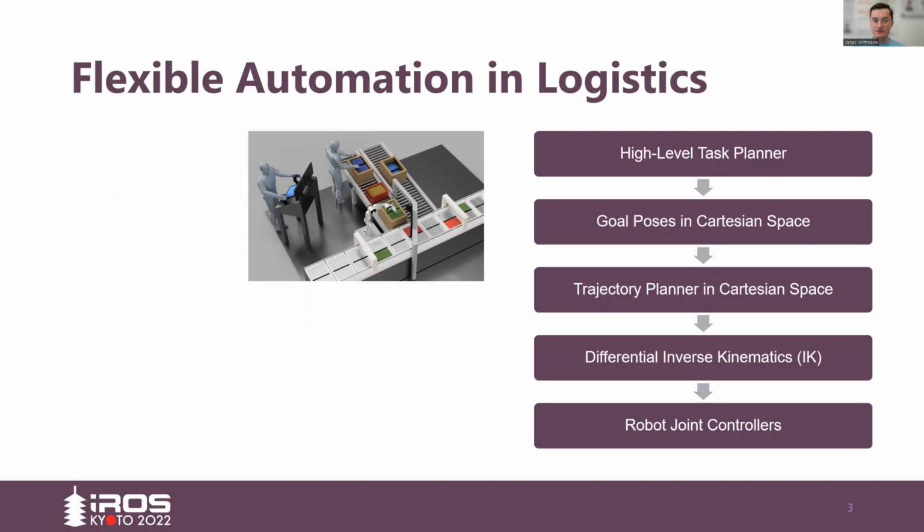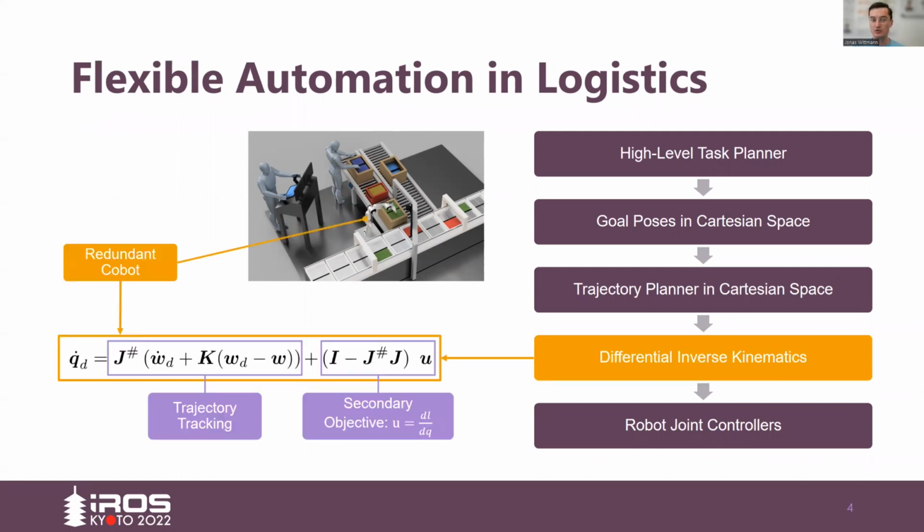To achieve intuitive robot motions for human coworkers, we planned the robot motions in Cartesian space instead of configuration space. A sequence of Cartesian space waypoints is interpolated by a trajectory planner, and a subsequent differential inverse kinematics algorithm computes the joint velocity control commands. Our contribution is within the differential IK.